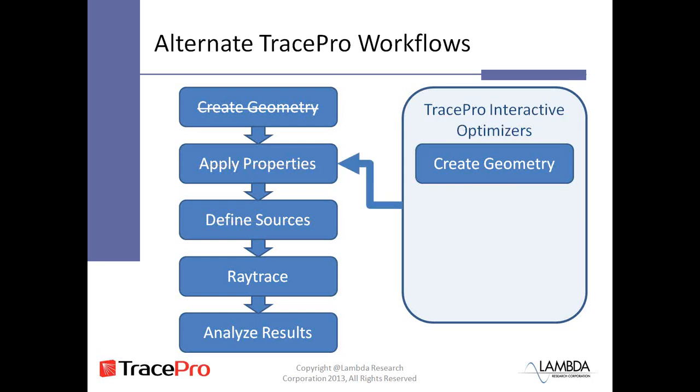There's also, in TracePro Standard and Expert, our interactive optimizers. And actually in TracePro LC, we have the geometry creators, which are the optimizers without the optimization capability. Here you can create geometry in these optimizers and then send it from there to TracePro, where you then apply properties, define the sources, run that ray trace, and analyze the results. So it's another alternate workflow where you can create geometry not necessarily directly in TracePro.